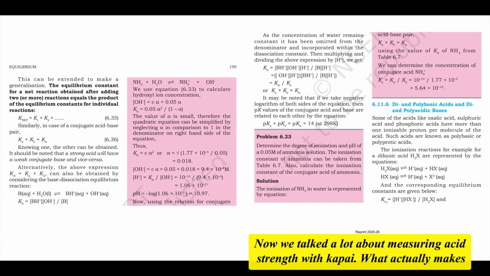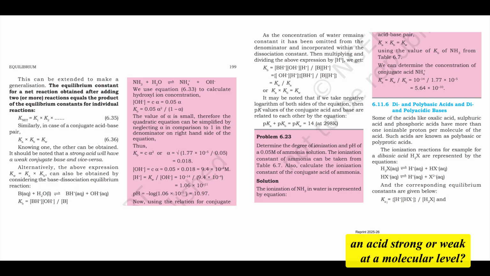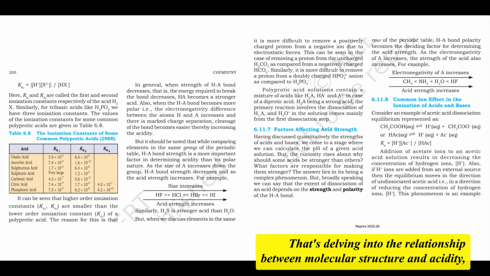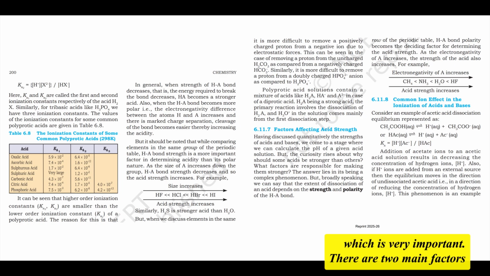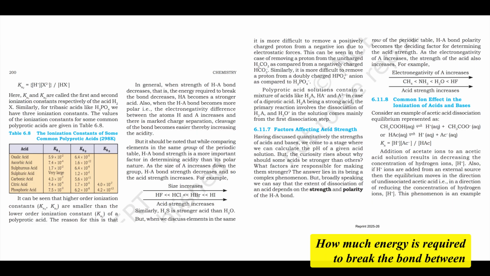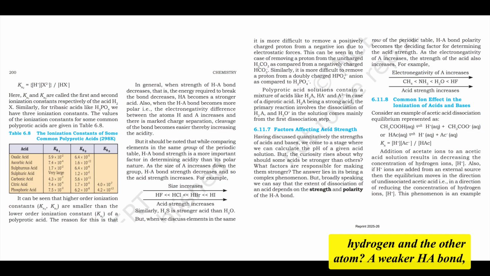Now, we talked a lot about measuring acid strength with Ka. What actually makes an acid strong or weak at a molecular level? What factors affect acid strength? That's delving into the relationship between molecular structure and acidity, which is very important. There are two main factors that determine the strength of a binary acid, HA. One, the strength of the H-A bond. How much energy is required to break the bond between hydrogen and the other atom?